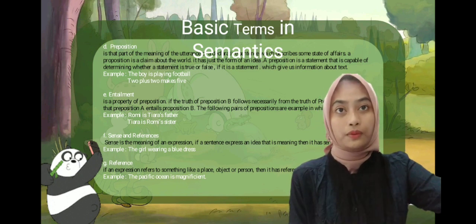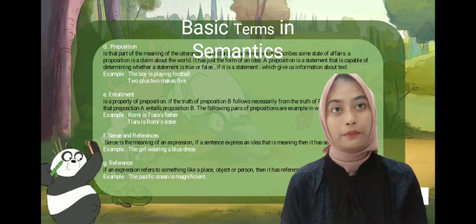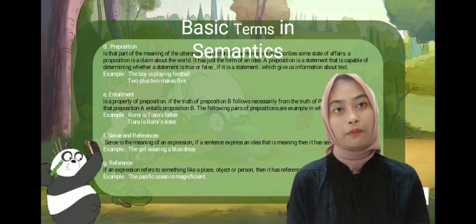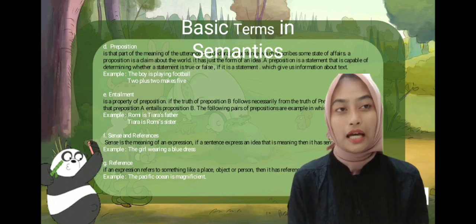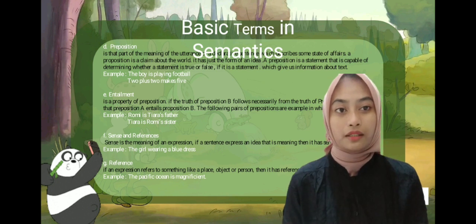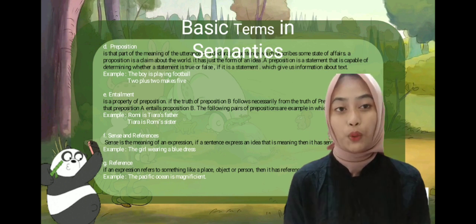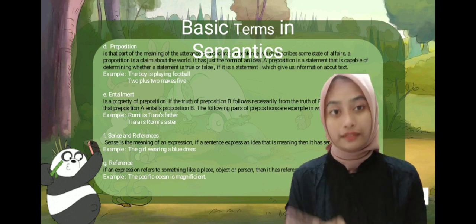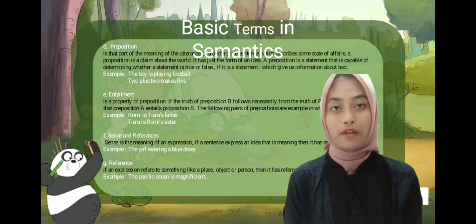Next, we move to D, proposition. A proposition is that part of the meaning of the utterance of a declarative sentence which describes some state of affairs. A proposition is a claim about the world. It has just come from an idea. A proposition is a statement that is capable of determining whether a statement is true or false. It is a statement which gives us information, for example, the boy is playing football. 2 plus 2 makes 5.